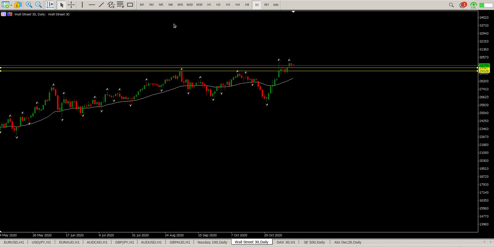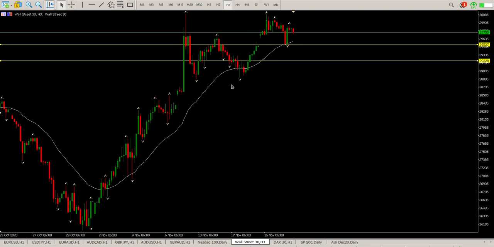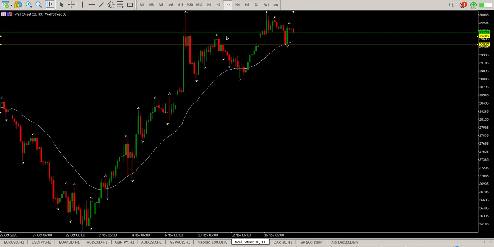Let's get back up here and to the 3 hour. So at the moment, we also have another breakout. So let's just take that level. There's our 3 hour level there. We broke below it, we've closed above it, so that would also need to be tested.